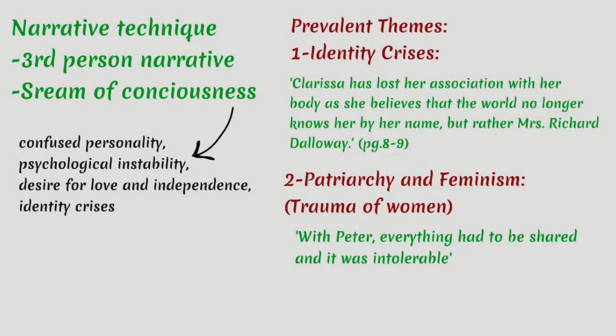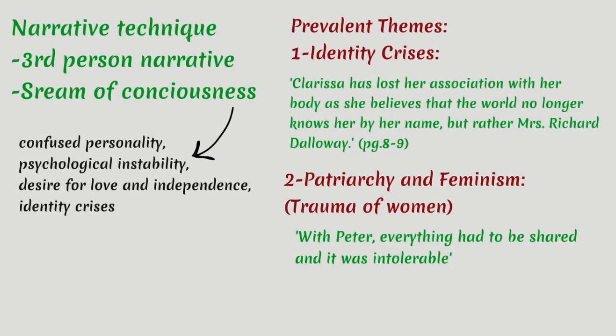First is identity crisis. Now these lines clearly show that Clarissa has lost her association with her body because of the fact that after marriage no one calls her by her own name. So she is a picture of 20th century married women.